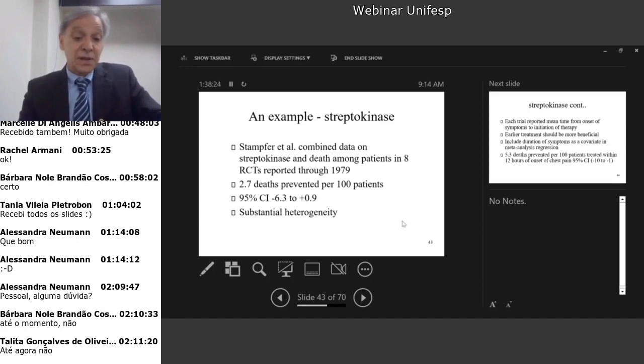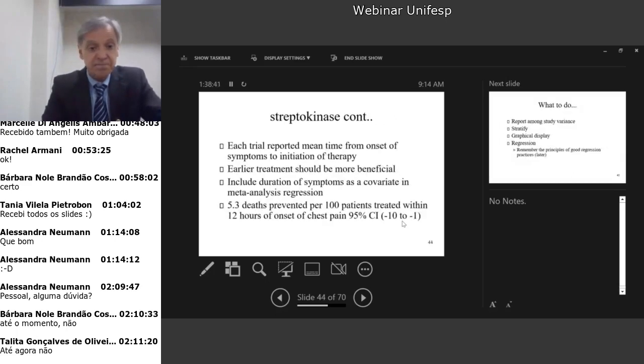So, indeed, you need to do the analysis, but even the analysis still gave more evidence in favor of protection, okay? But it still includes the null hypothesis of 0. Substantial heterogeneity in those studies. Each trial reported mean time from onset of symptom to initiation of therapy. Early treatment should be more beneficial. Include the ratio of symptoms as a covariate in the meta-analysis.